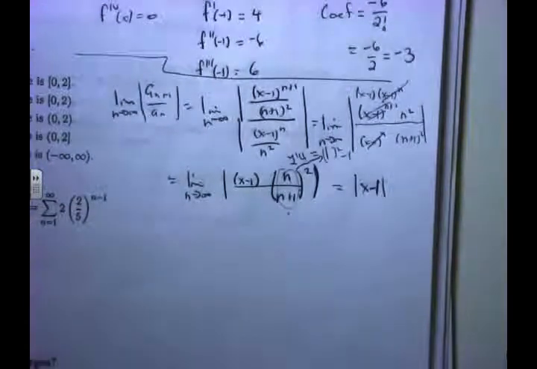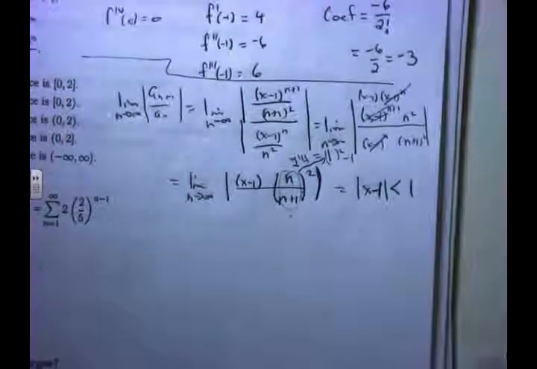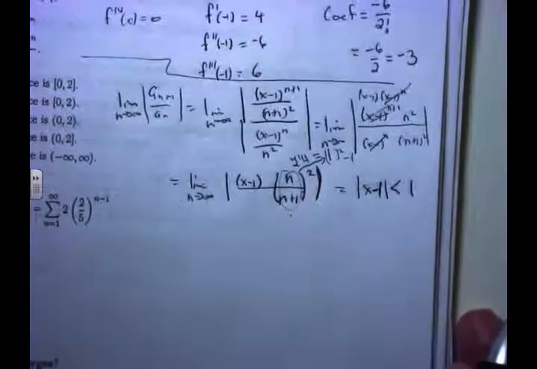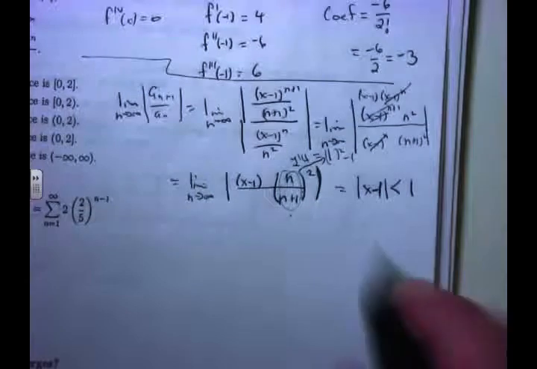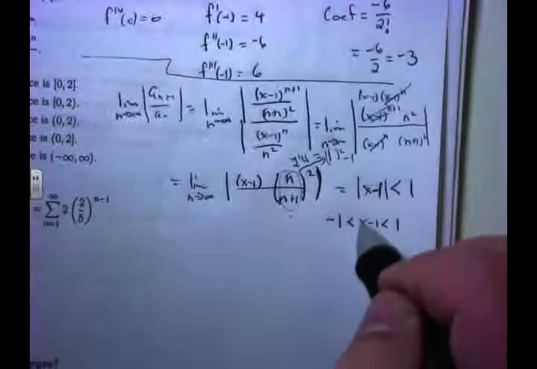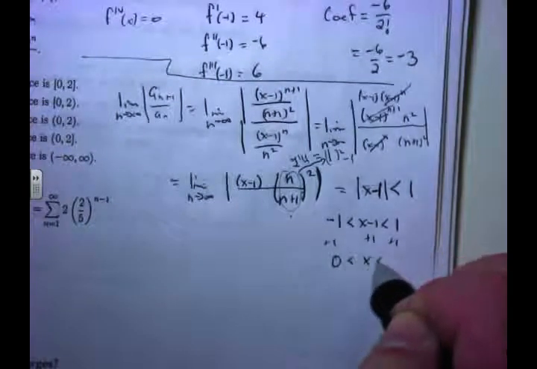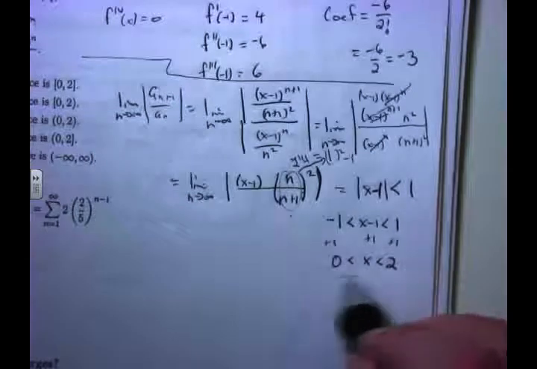When does the ratio test converge? When the ratio term, the L value left over, has to be what? Less than 1. Go back to college algebra and solve. Absolute value of x minus 1 is less than 1. This is a double-sided inequality. Negative 1 is less than x minus 1, which is less than 1. I'm going to add 1 to both sides. And I got 0 is less than x, which is less than 1 plus 1, which is 2.